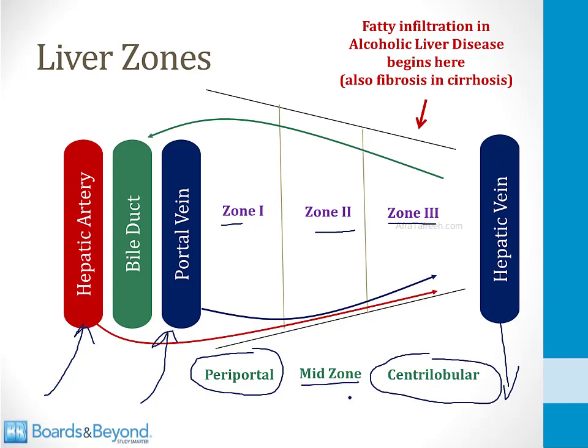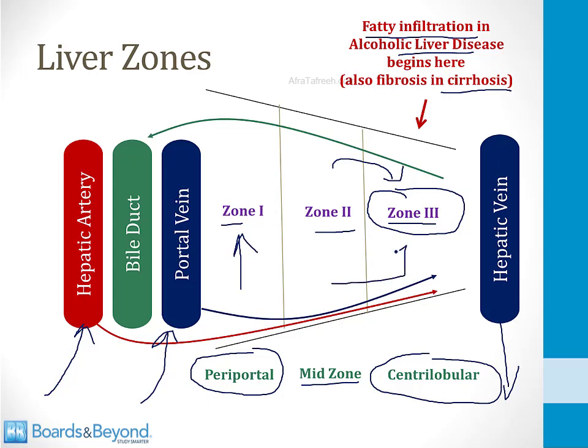And the point here, as relates to alcoholic liver disease, is that fatty infiltration in alcoholic liver disease begins in zone 3. Zone 3 is affected first. This is also the first zone to be affected by fibrosis in alcoholic cirrhosis, and most liver pathologies affect zone 3 first. The only important liver pathology that affects another zone first is that viral hepatitis tends to infect zone 1 first. Most other liver diseases affect zone 3.